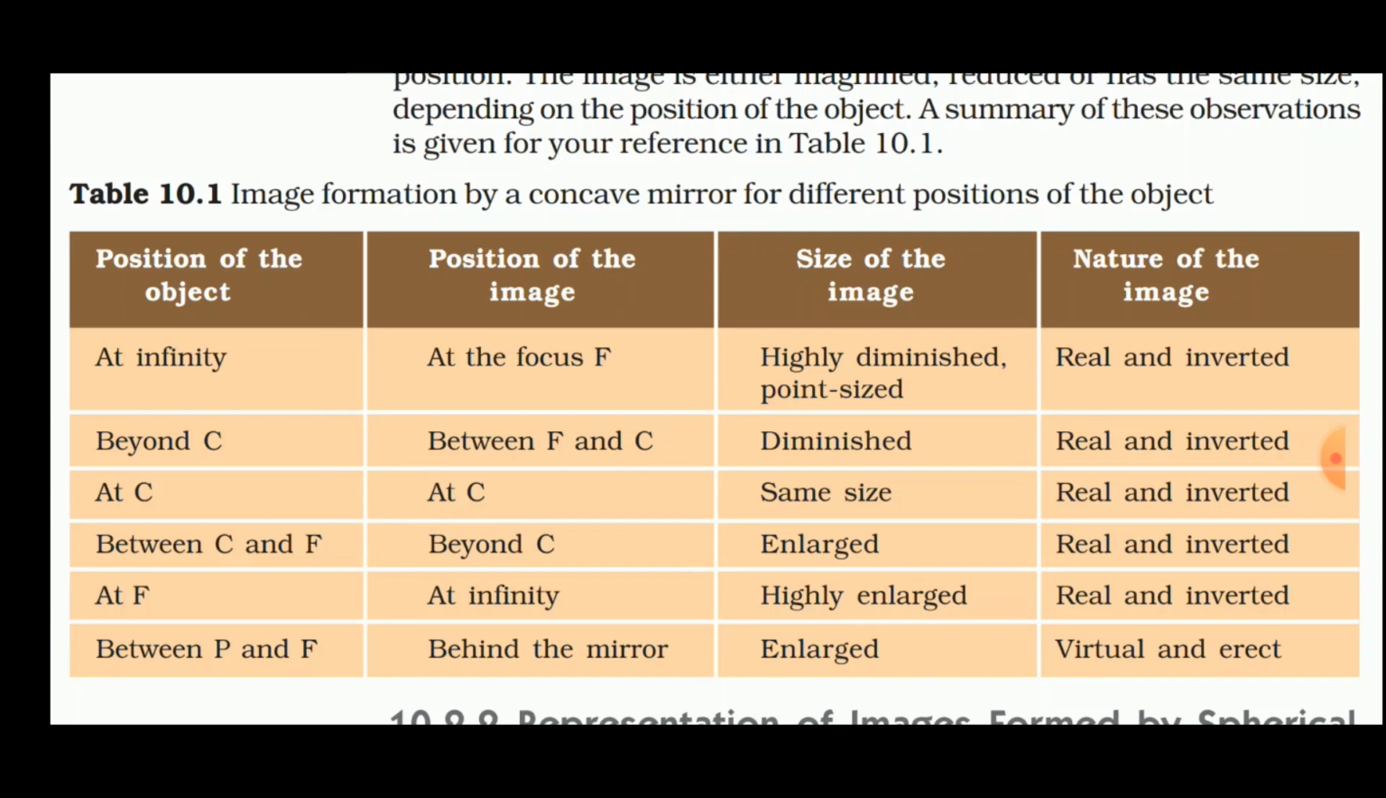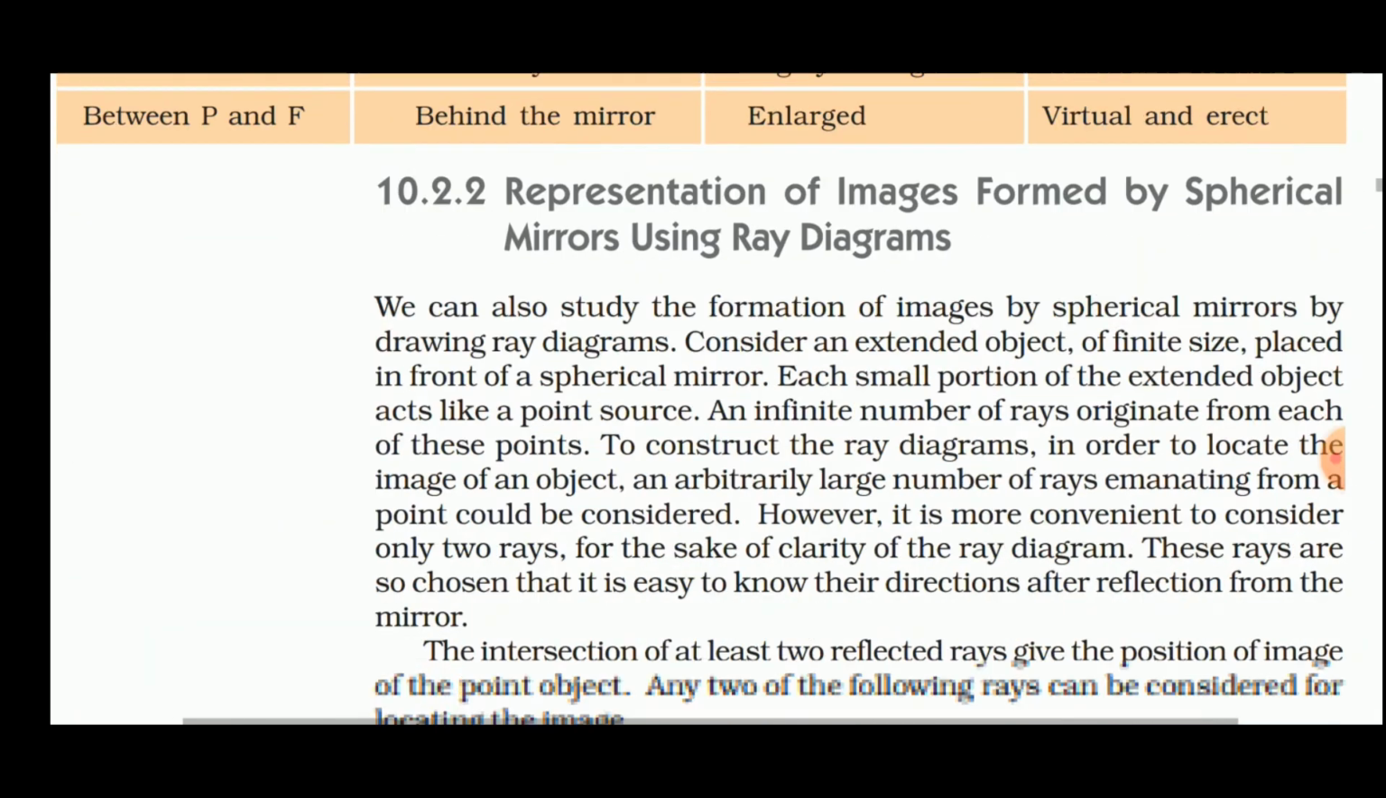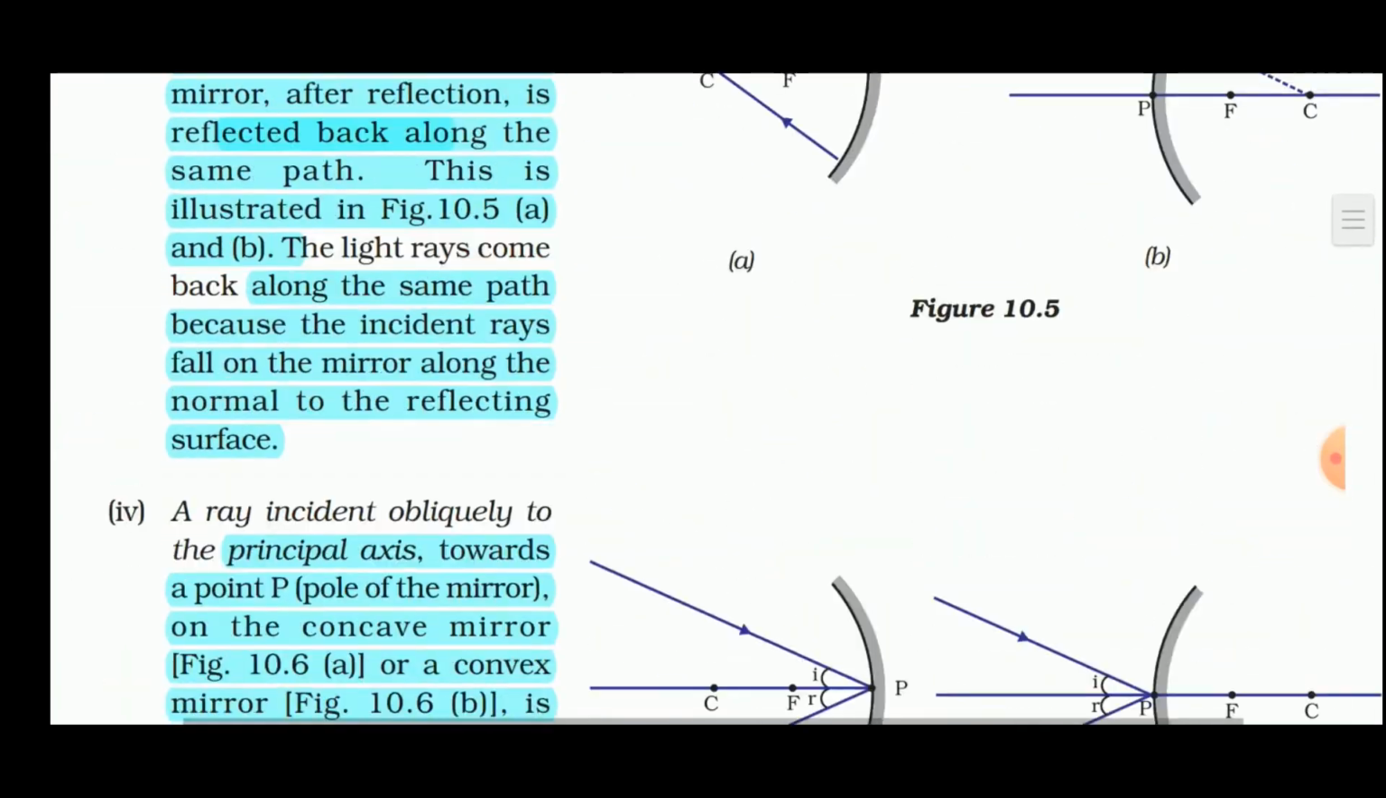If the object is between P and F, the image is formed behind the mirror. How is the image? It is enlarged. Here it is virtual and erect. Virtual means it cannot be obtained on the screen, and it is erect. For the rest, the nature of the image is real and inverted. I hope it's clear to both of you.